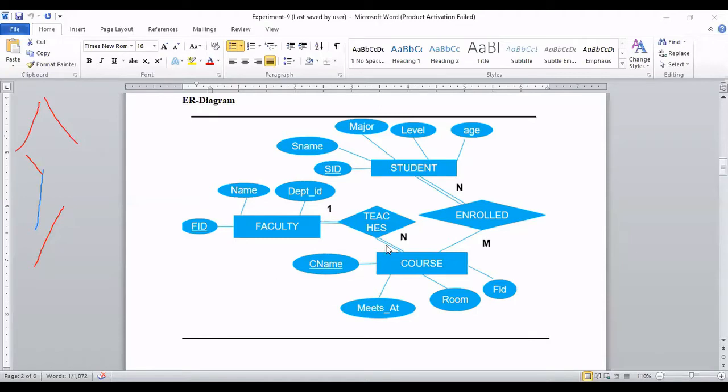Then what about this teachers? No table for teachers. To keep this relationship we are adding this faculty ID. So total 4 tables we need to create, 3 entities and 1 relationship. Faculty, student and course are entities and enrolled is a relationship.